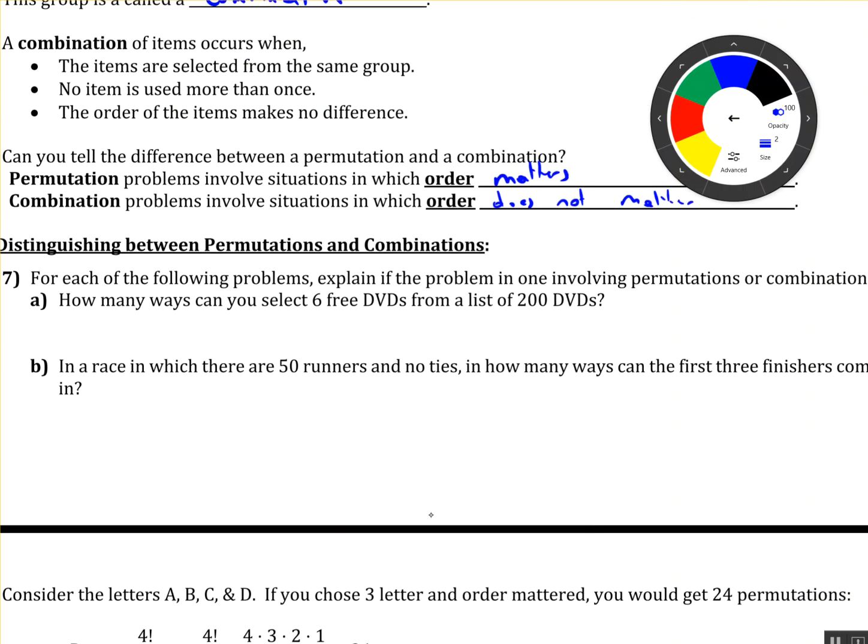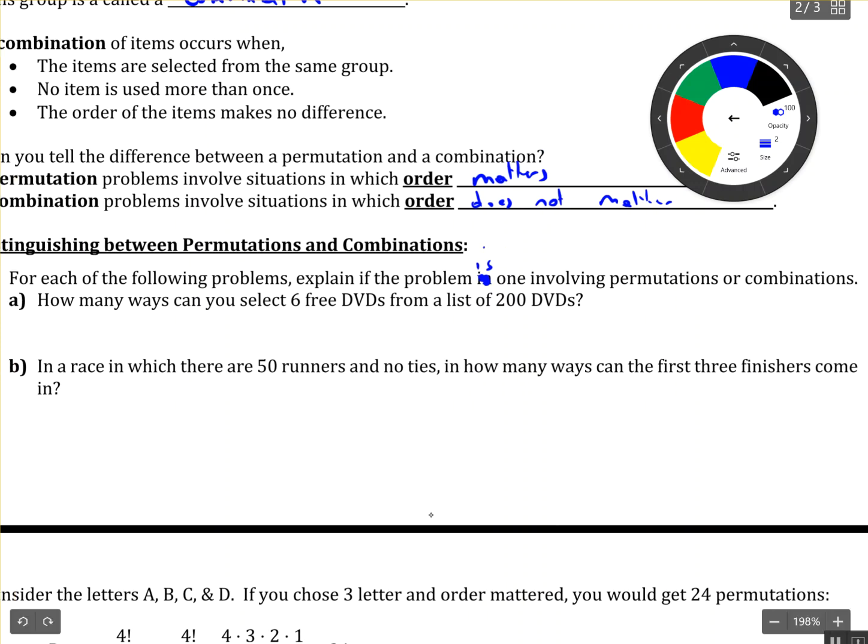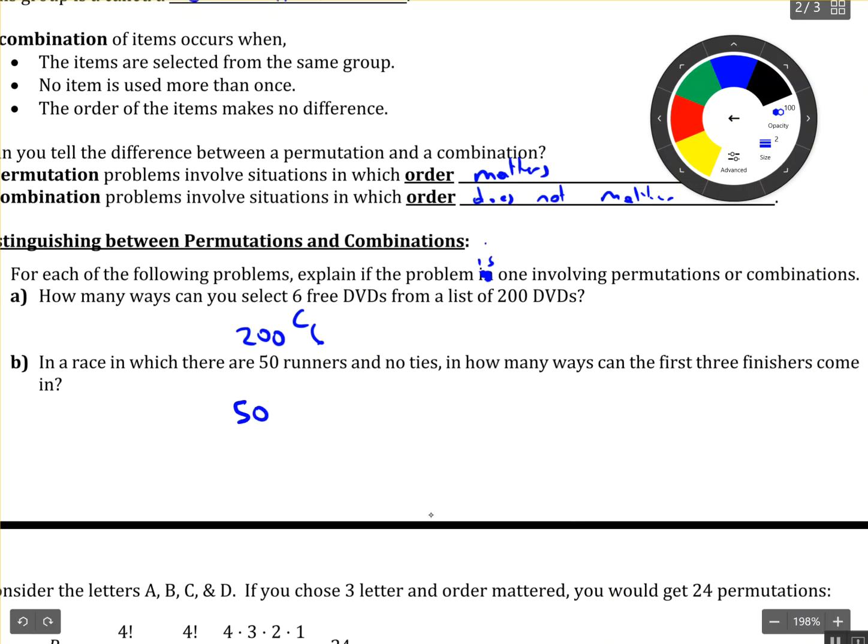For each of the following problems, explain if the problem is one involving permutations or combinations. I'll have to fix all these typos at some point. How many ways can you select 6 free DVDs from a list of 200 DVDs? Okay, so does it matter which order I pick them? No, the order doesn't matter, so that'd be 200C6. So that's combinations. In a race in which there are 50 runners and no ties, in how many ways can the first 3 finishers come in? So there it's different getting first place or getting third place, so order matters. So that would be permutations, so that would be 50P3.